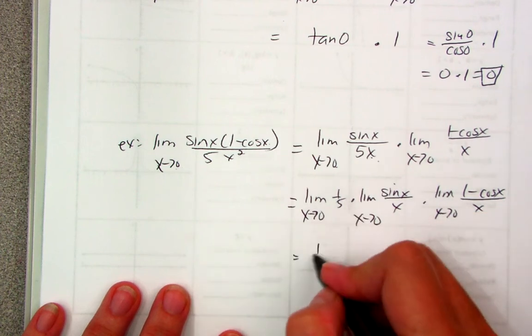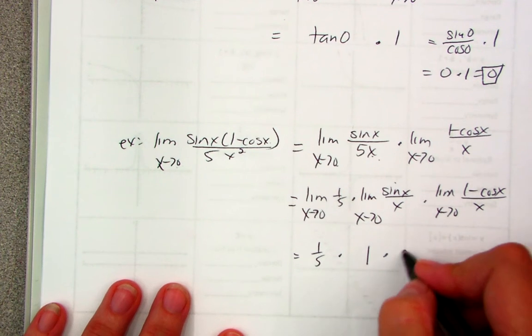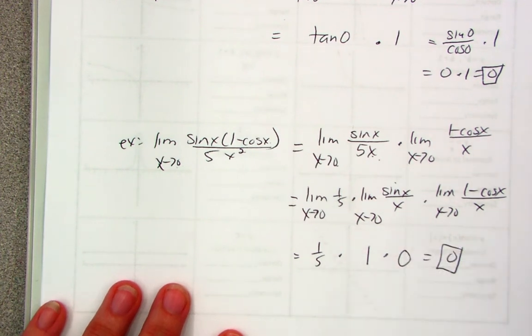The limit of this is 1/5, times the limit of this is 1. The limit of this by the special property is 0. 0 times anything is 0.